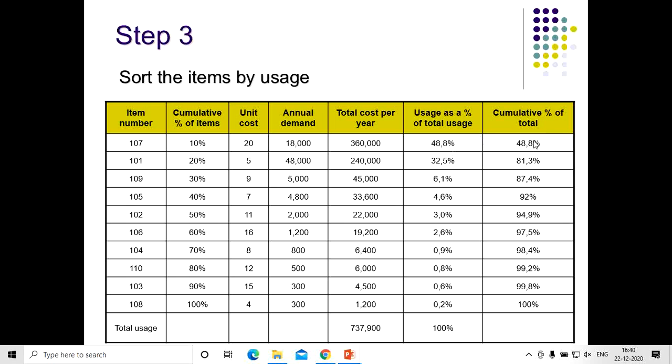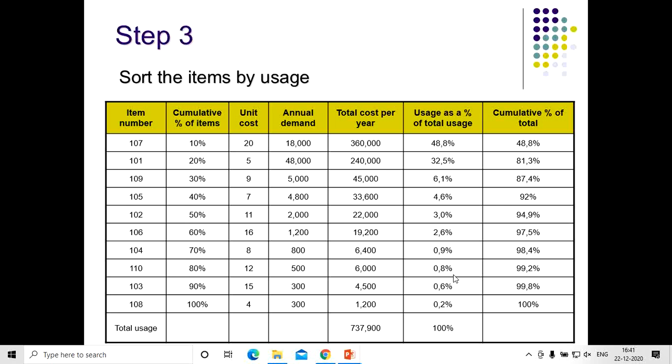And if I take the cumulative percent of the total, then I will get 48.8 plus 32, that will give me 81.3. So if I go on doing this cumulative, I will get a check of 100%. If this is okay, then our calculations are right. You can check that this is a calculation step. In step number 2, we can get the check.